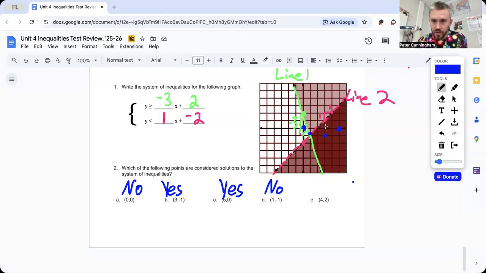All right, and then 4, 2. 1, 2, 3, 4. Up 1, 2. Again, we have an instance where you are on that dashed line, which does not count. We need to be under it. You can't be on it. So, no.